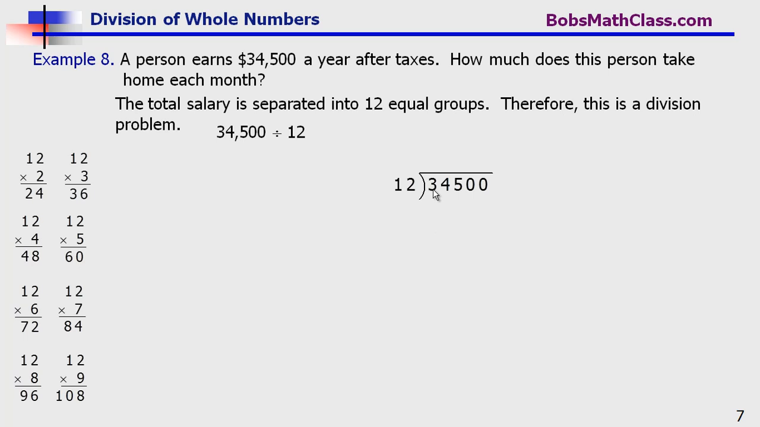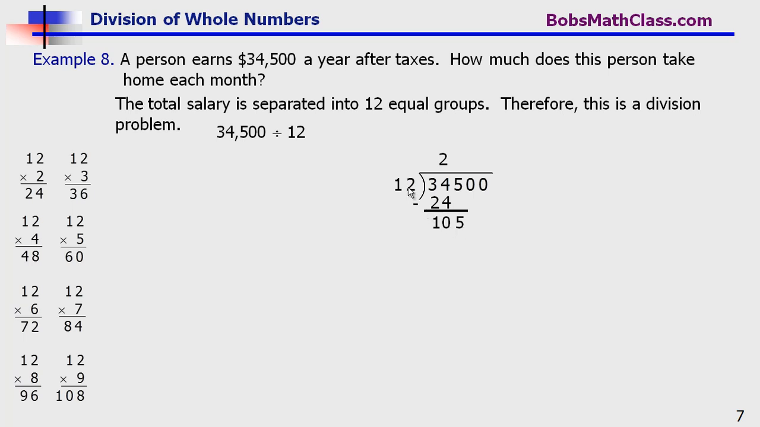Okay, 12 doesn't go into 3. 12 into 34. How many times does 12 go into 34? Well, 3 is too much, so it's got to be 2. And 12 times 2 is 24, so we'll write down the 24 below. Then subtract. That gives us 0, 1, a 10. Bring down the next number, 5.